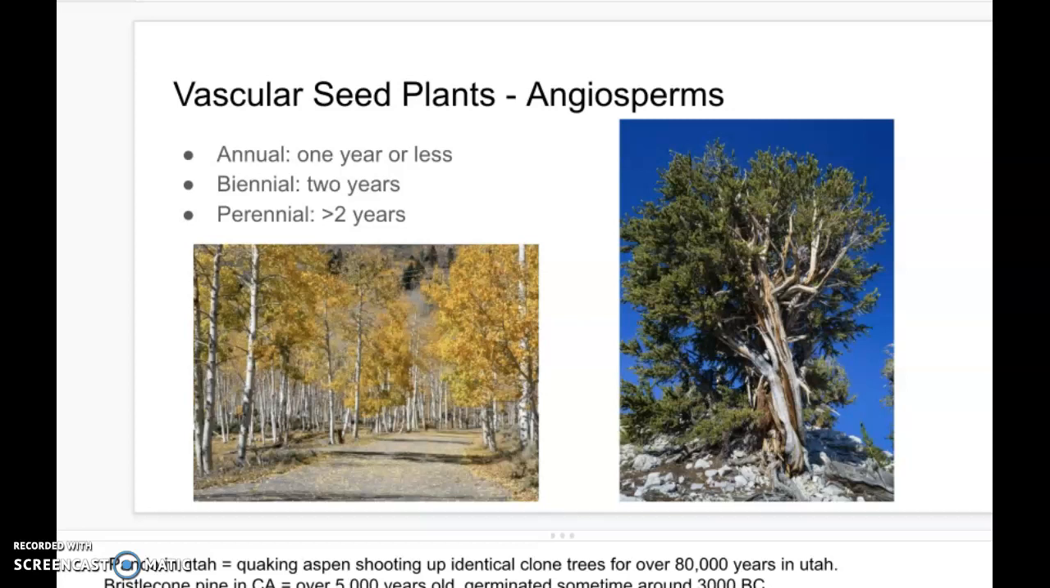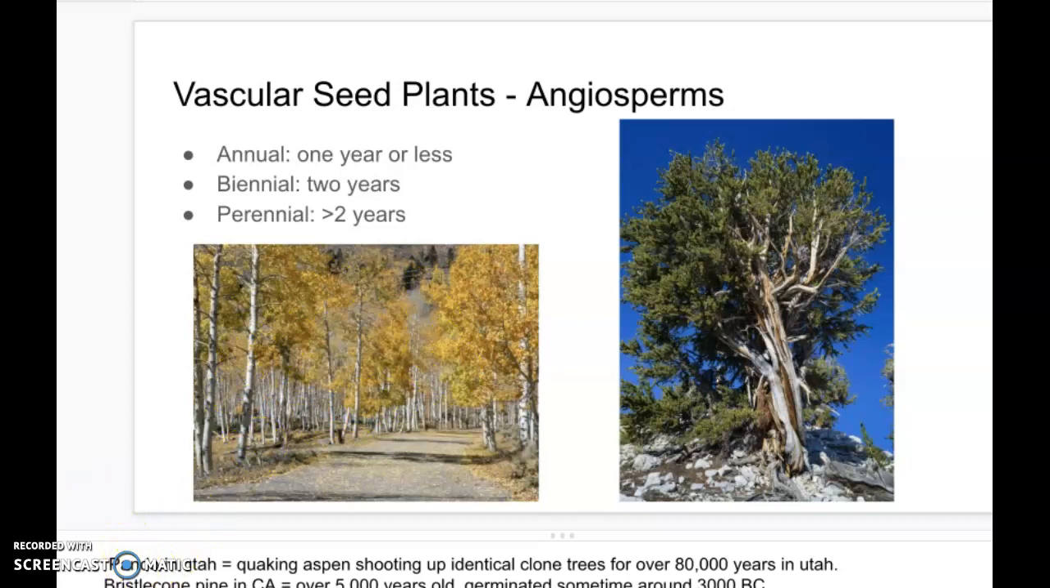So some of these angiosperms that are perennial are incredibly old. As a matter of fact, some of the oldest organisms on the planet are angiosperms. Here we have this forest in Pando, and these types of trees are called quaking aspen, and they are over 80,000 years old. And imagine one tree bearing all these little baby trees. So they're clones, they're exact replicas of the original. So as a forest, they're 80,000 years old.